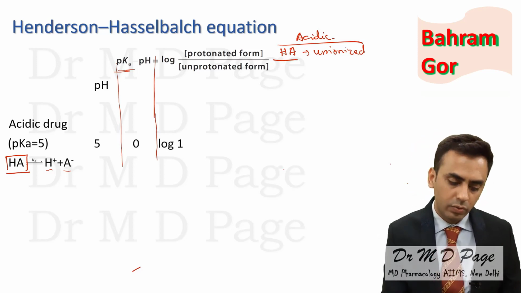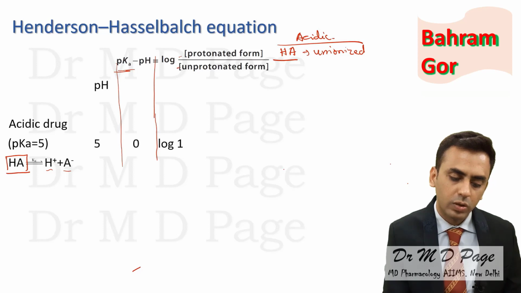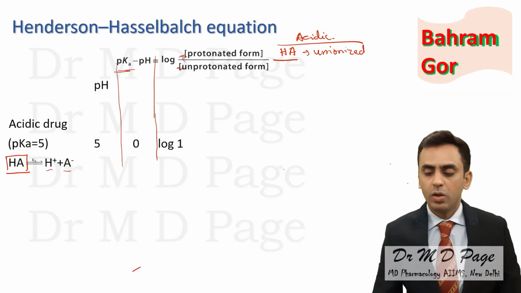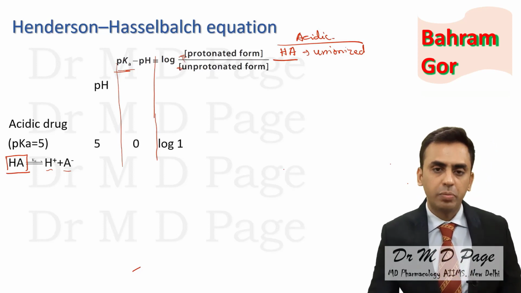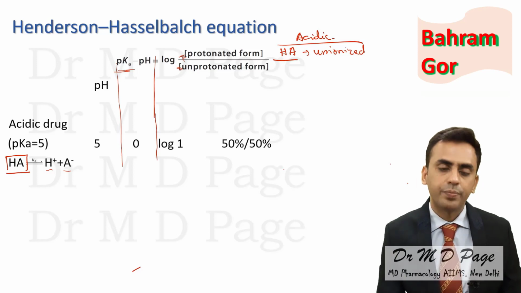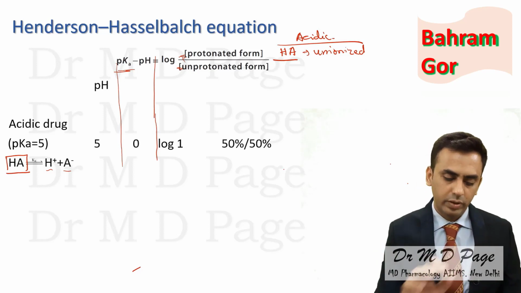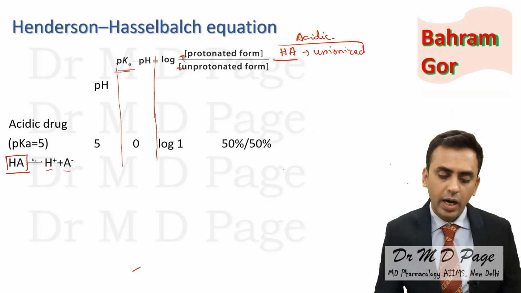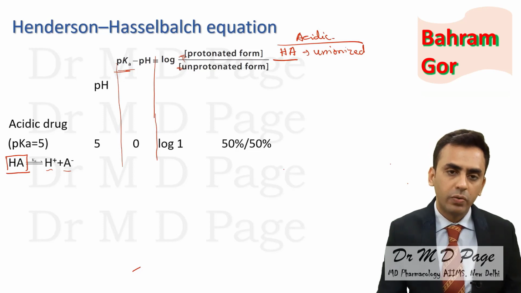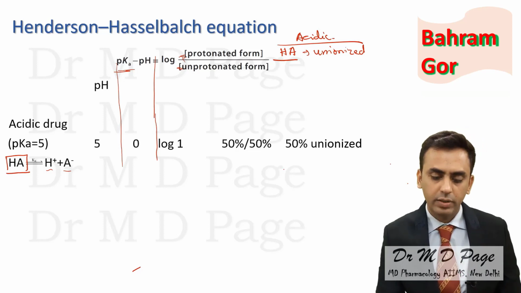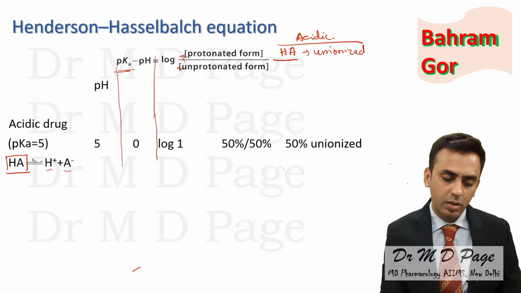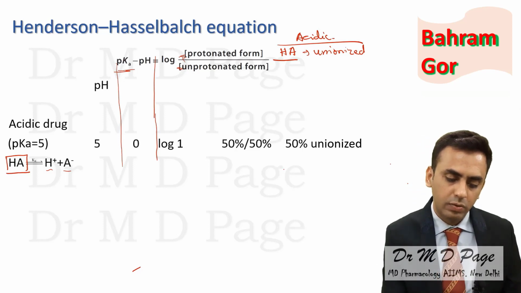And for this one, what should be this ratio? This ratio should be 50% by 50%. Okay, so log 1 will be 0. Now at pH 5 with a drug pKa of 5, what is there? 50%. That is, 50% is this, 50% is this, so 50% is unionized, correct?